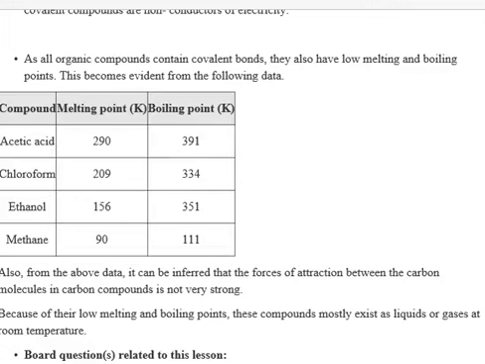Also, these last two paragraphs are important. Please note down. From the above data, it can be inferred that the forces of attraction between the carbon molecules in carbon compounds are not very strong because of their low melting and boiling points. These compounds mostly exist as liquids or gases at room temperature.